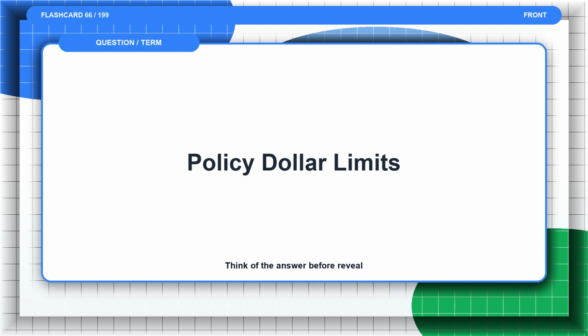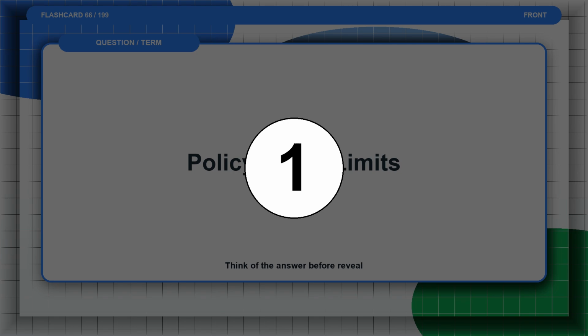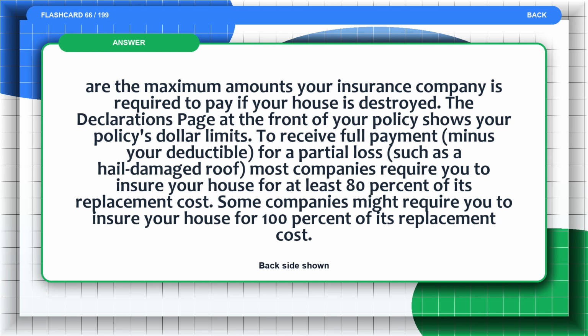Flashcard 66. Policy dollar limits. Pause and think of the answer before the reveal. The answer is the maximum amounts your insurance company is required to pay if your house is destroyed. The declarations page at the front of your policy shows your policy's dollar limits. To receive full payment minus your deductible for a partial loss, such as a hail-damaged roof, most companies require you to insure your house for at least 80% of its replacement cost. Some companies might require you to insure your house for 100% of its replacement cost.